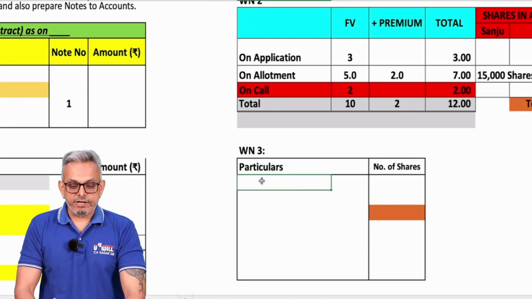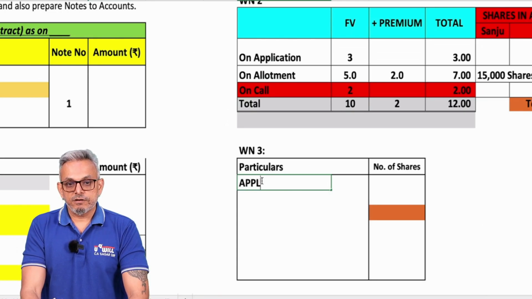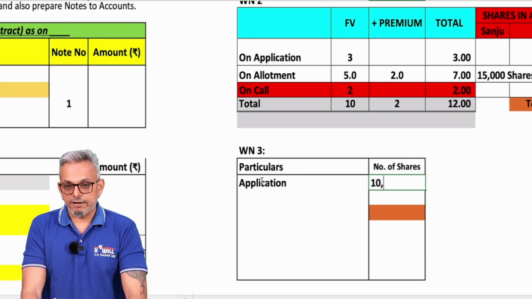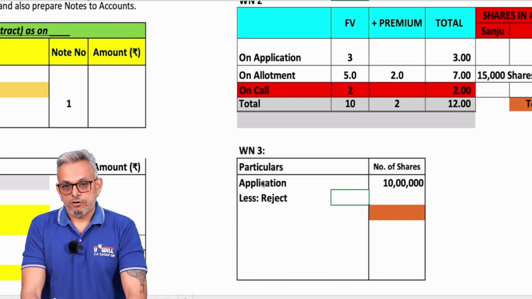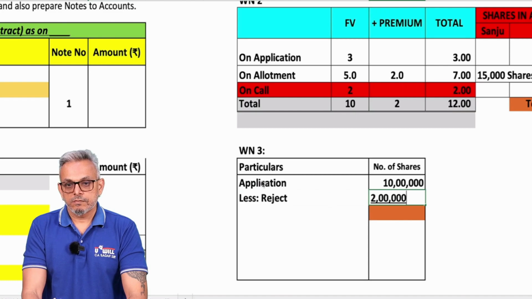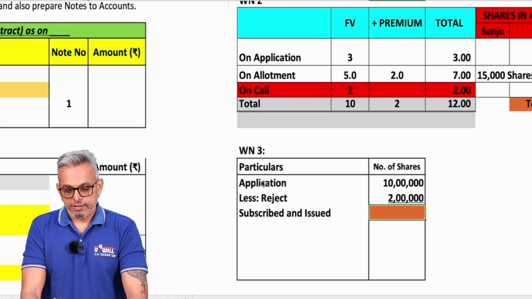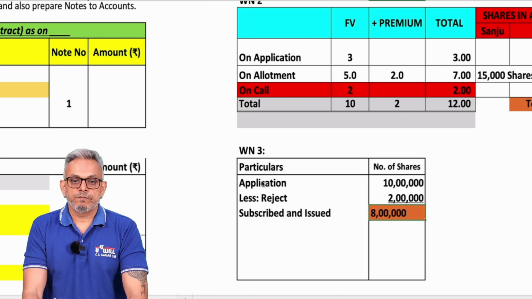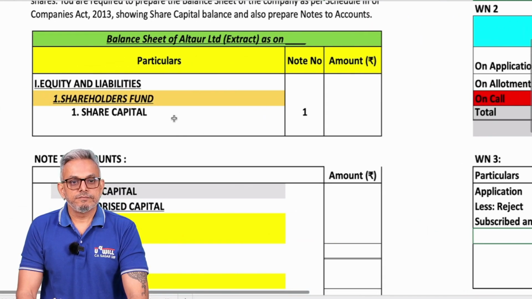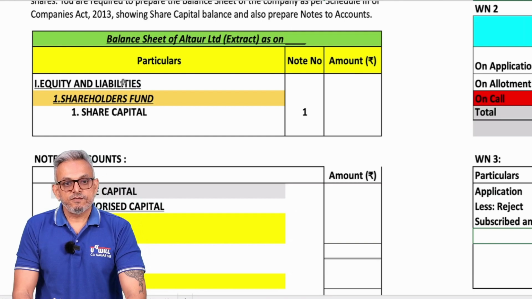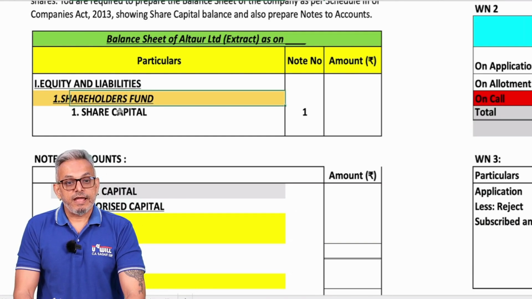We'll make a summary working note 3 over here. So application, we received on 10 lakh shares. Less rejected 2 lakh shares. So net subscribed and issued 8 lakh shares. Now we go to the main format, equity and liabilities, shareholders fund, share capital.